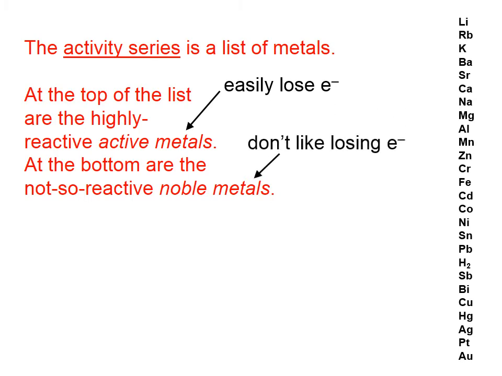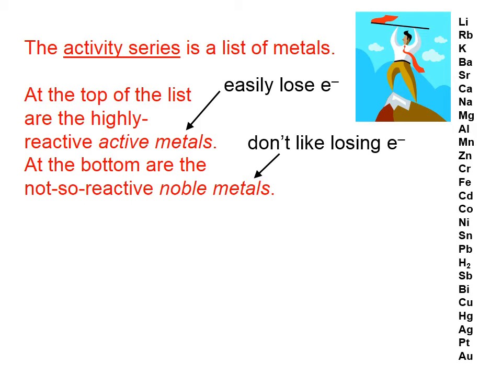At the bottom are the not-so-reactive noble metals. They can lose electrons, but they don't very easily lose electrons. Gold, platinum, silver, and so on. Now, how does this relate to single replacement reactions? What tends to happen is that elements that are higher up on the activity series can, in essence, steal dates from elements that are lower down in the series.